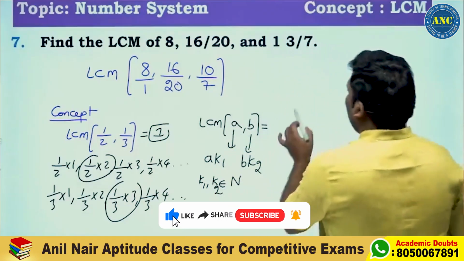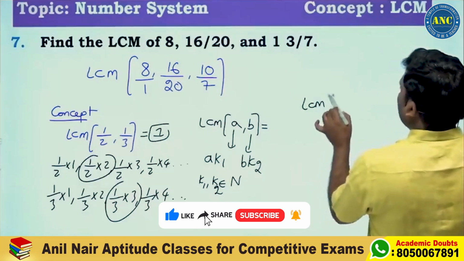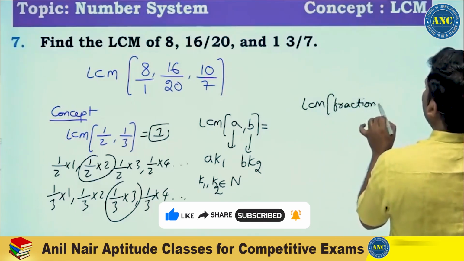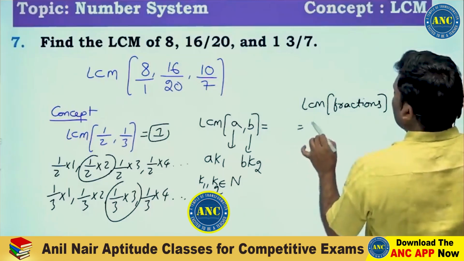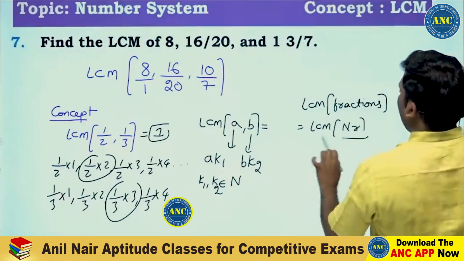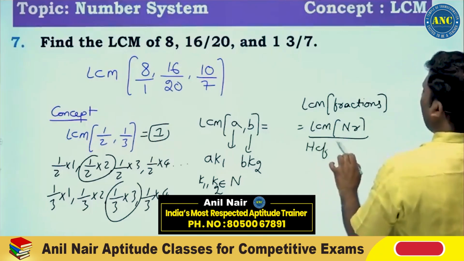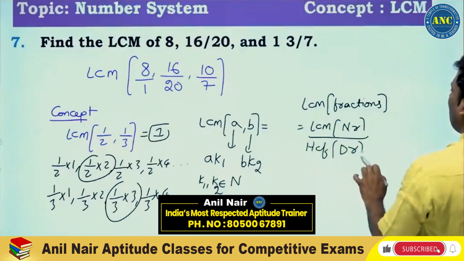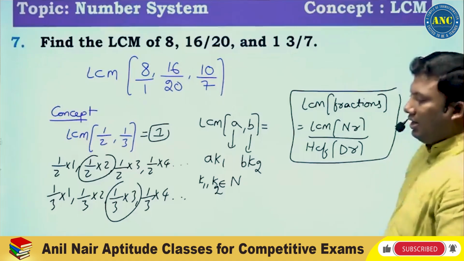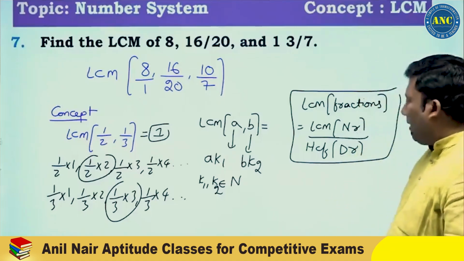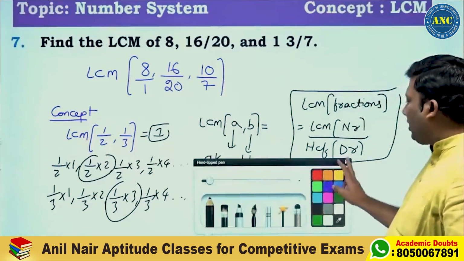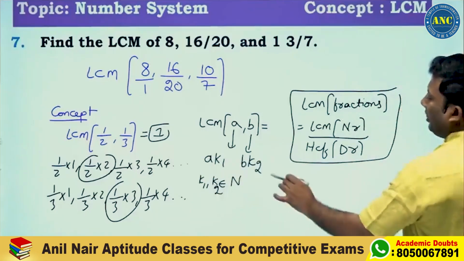So, LCM of fractions is equivalent to LCM of numerators by HCF of denominators. Very easy to prove. Why is it LCM of numerator by HCF of denominator?